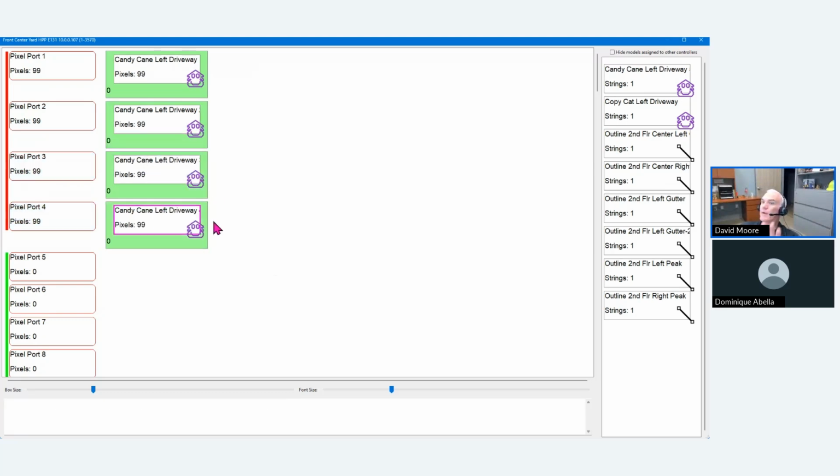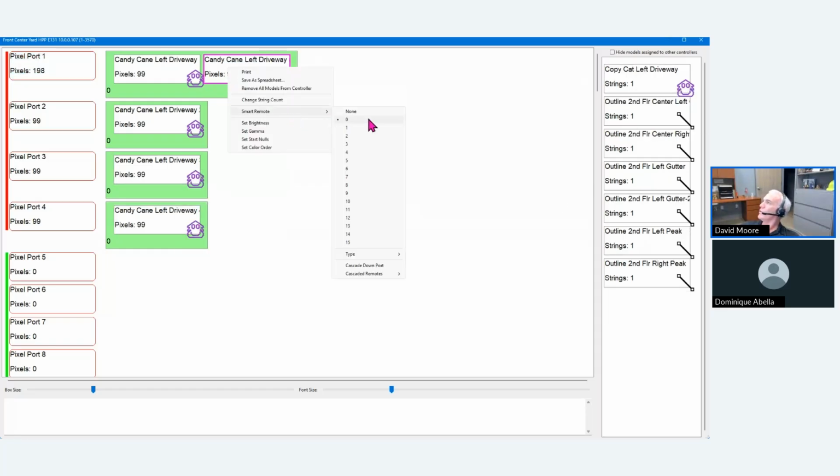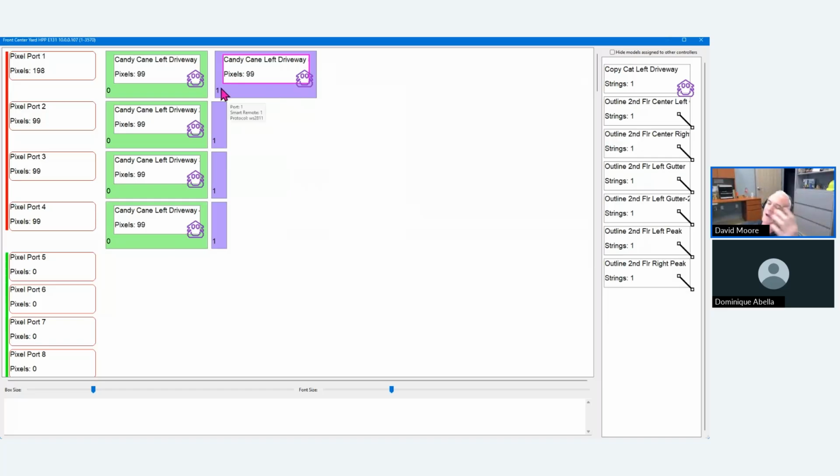All right, remember I had to buy an 8 output receiver for the left side of the driveway. So I still have to put another receiver, right click, smart remote. Nope, you're on 1. I get it. Everything starts at 0. I know we don't think of 0 as a number, but it is in fact where it starts.